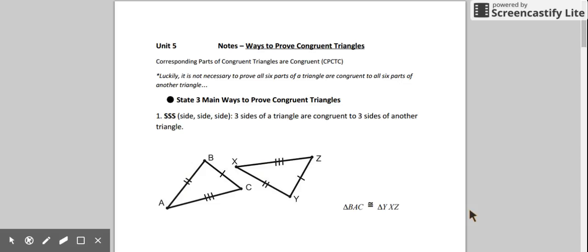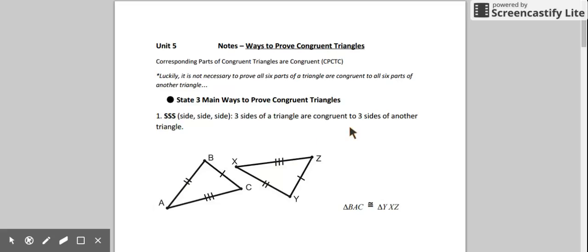In this video, I'm going to be introducing ways that we can prove congruent triangles. So we know that corresponding parts of congruent triangles are congruent, but it's not necessary to prove that all 6 parts are congruent. We don't need to prove that all 3 angles correspond and are congruent, and we don't need to prove that all 3 sides correspond and are congruent. There's some shortcuts we can take. So these are called proof methods, and we're just going to talk about 3 main ways.